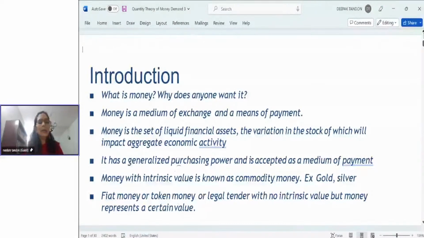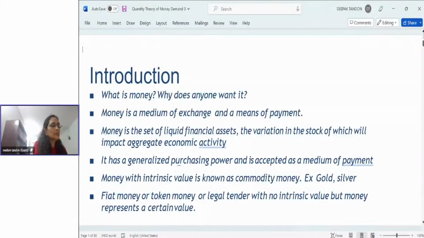So a simple numerical can be there: MV is equal to PT. PT is price and transactions. These are four variables, no? They may give you the money supply, the velocity, and the transactions, and they may ask you about the price level. So you can do it. These are simple questions.